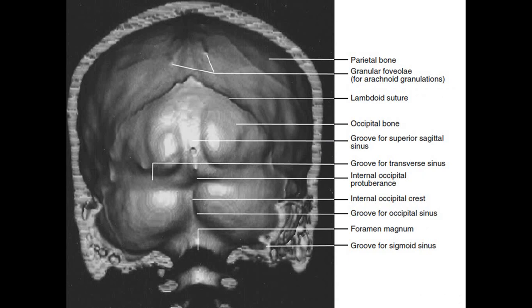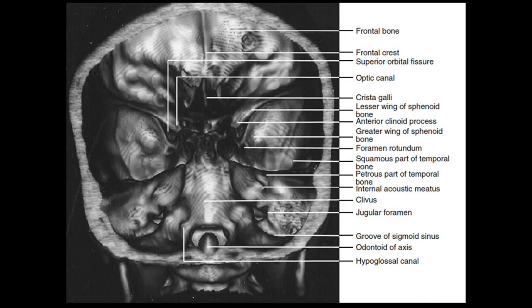This is a coronal section, 3D reconstructed. So this is the occipital bone. This groove is the groove of superior sagittal sinus, and here is the groove for transverse sinuses. Down here is the groove for sigmoid sinuses, and this is the foramen magnum. This is for anterior part.